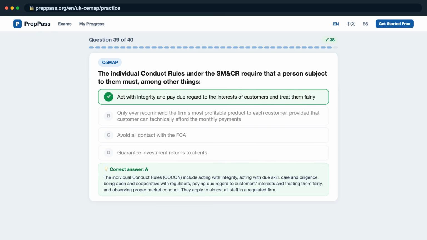The correct answer is A. The individual conduct rules, COCON, include acting with integrity, acting with due skill, care and diligence, being open and cooperative with regulators, paying due regard to customers' interests and treating them fairly, and observing proper market conduct. They apply to almost all staff in a regulated firm.